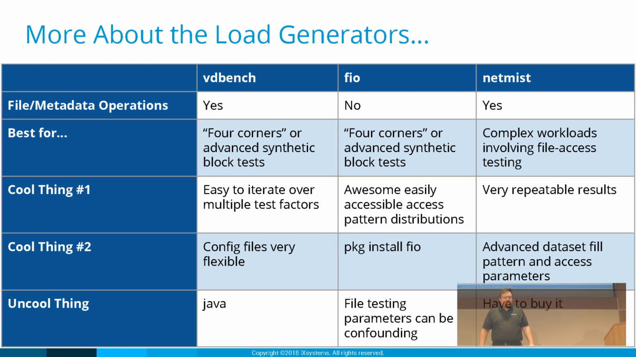Cool thing number two about VDbench, again, the config files are very flexible. So you can have a very short config file that can run a whole lot of tests. So it's very nice to just have a small text file that you can let run for hours or days. The really cool thing about FIO, of course, is you can just do a package install of FIO and you get it. That's pretty hard to argue with. With NetMist, there are really cool dataset fill patterns, so compressibility and dedupe can both be tweaked and tuned. Also the access parameters, as far as selecting certain files to be used more than others, is pretty cool.